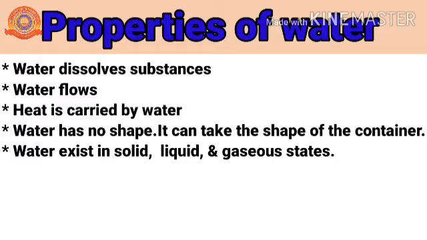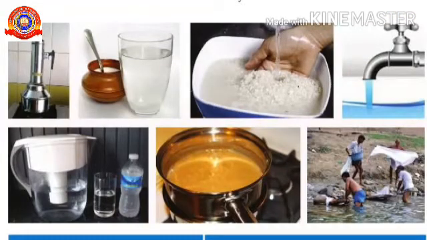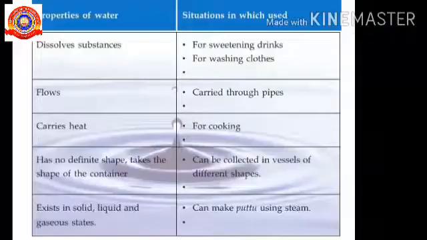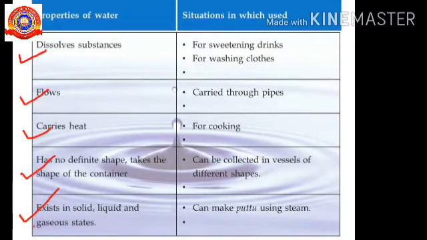In your textbook, you can see some pictures. Using these pictures, you need to fill this table. All the properties we have discussed just a moment before are listed here in this column under the heading Properties of Water. We need to find out the situations where we make use of these properties of water. Let's start completing the table. First property of water is it dissolves substances. This is why we can sweeten the drink, as sugar dissolves in water to make the drink sweet.